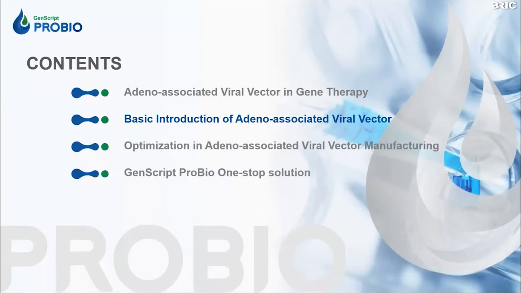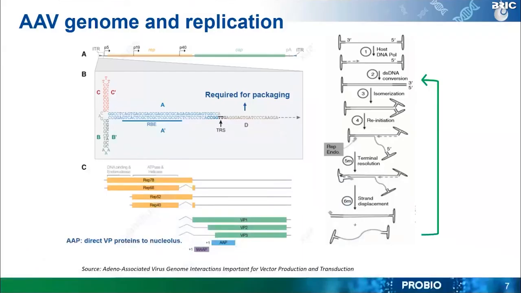The second part is a basic introduction of the AAV. Basically, AAV is a single-stranded DNA virus. Wild-type AAV requires another virus, such as an adenovirus or herpes virus, to replicate. The AAV genome is 4.7 kilobase pairs, flanked at both ends by structural elements known as the ITR. The ITRs are required as a packaging signal of genome encapsulation after replication.